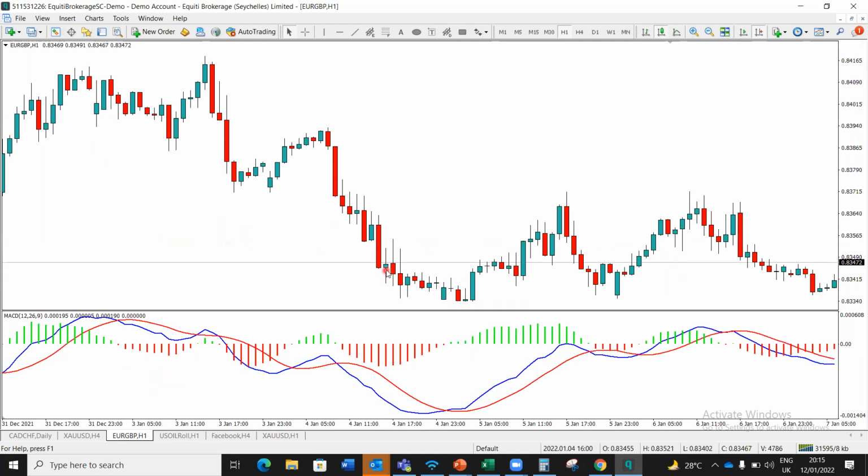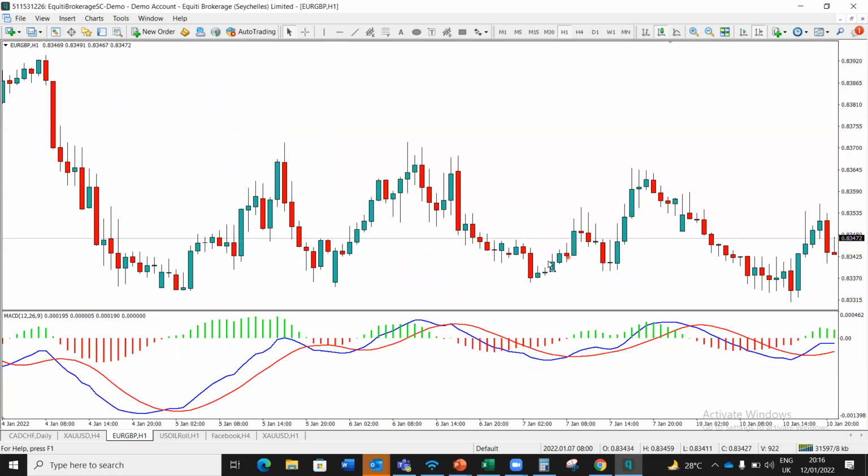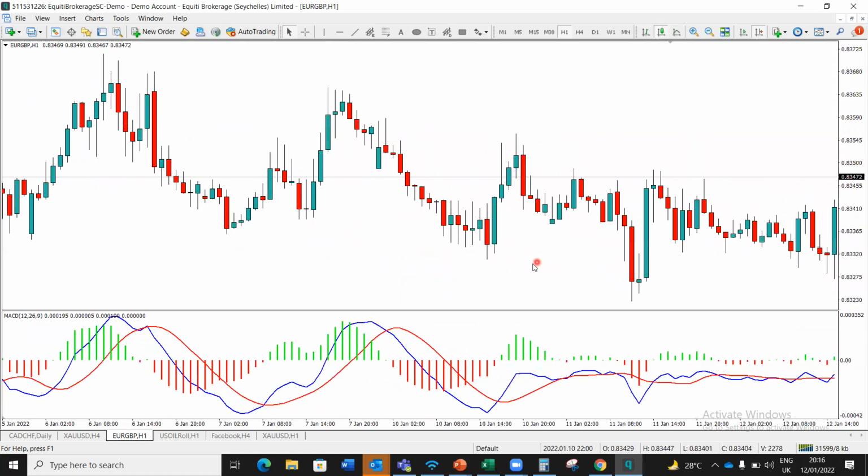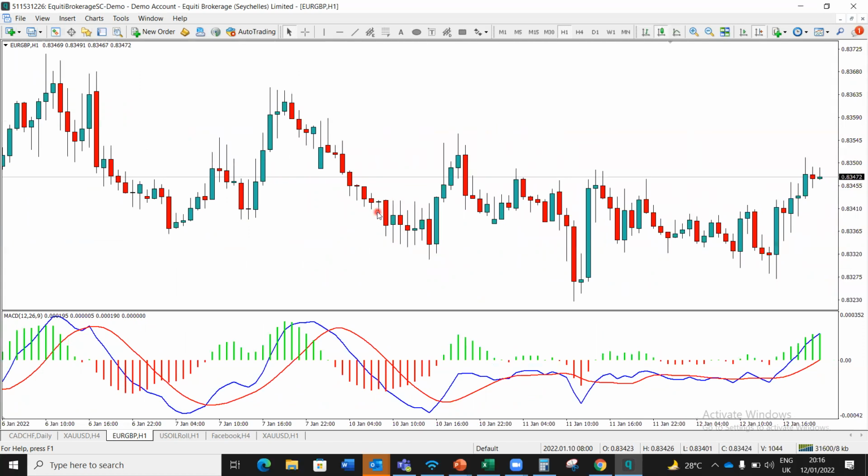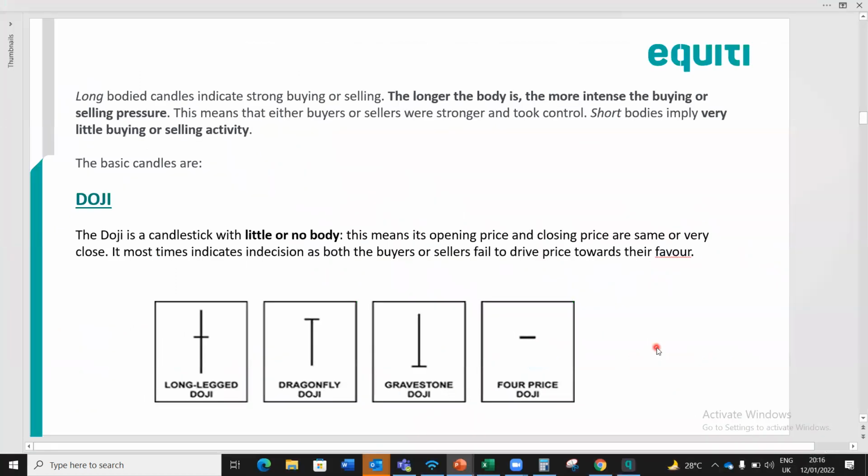This is called the spinning top. They all mean something. This is a dragonfly candle. It's actually a type of doji candle. So let's not waste time. Let's quickly go into that now.